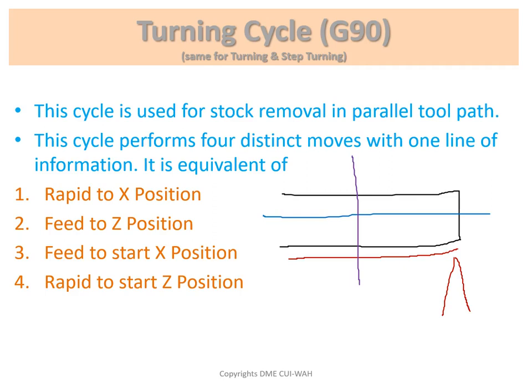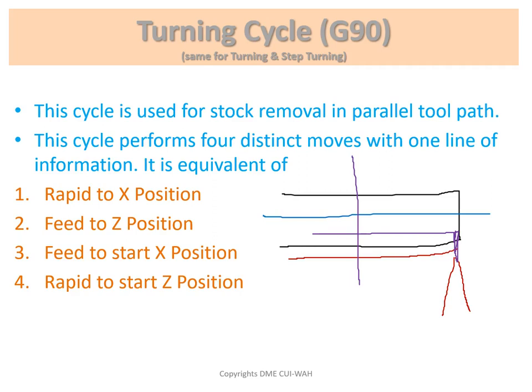There are 4 different steps going to be performed in the G90 cycle. Rapid to X position will give the tool movement in the X direction, in this direction. In the last slide I said the X direction was perpendicular to the workpiece. I was mistaken in the last slide. X and Z are perpendicular to each other. Rapid to X motion will give the tool motion in this direction, and feed to Z position will give the movement to the tool in this direction.